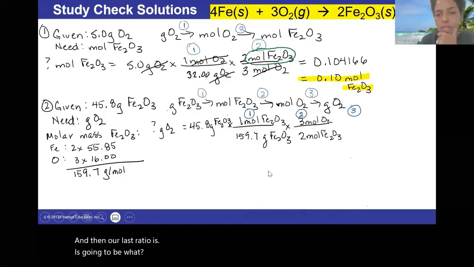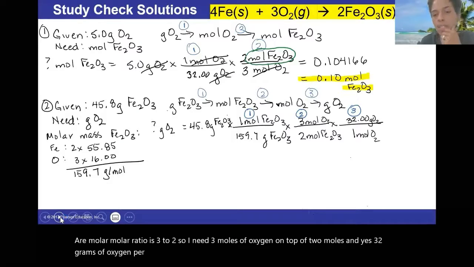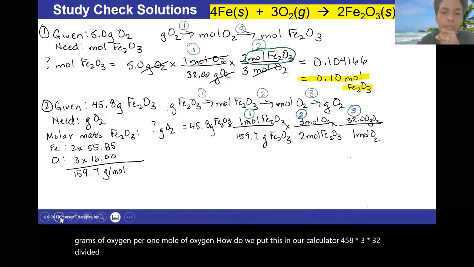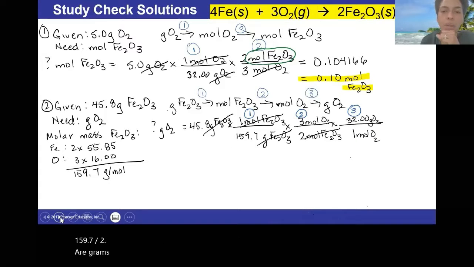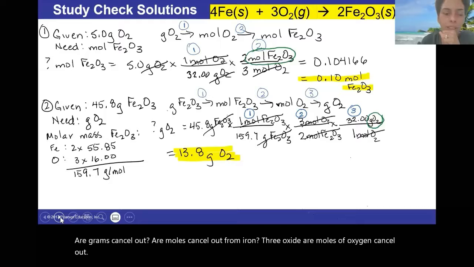And then our last ratio is going to be what? Our molar ratio is 3 to 2, so I need 3 moles of oxygen on top of 2 moles. And yes, 32 grams of oxygen per 1 mole of oxygen. How do we put this in our calculator? 45.8 times 3 times 32 divided by 159.7 divided by 2. Our grams cancel out. Our moles cancel out for iron 3 oxide. Our moles of oxygen cancel out. And we're left with grams of oxygen.